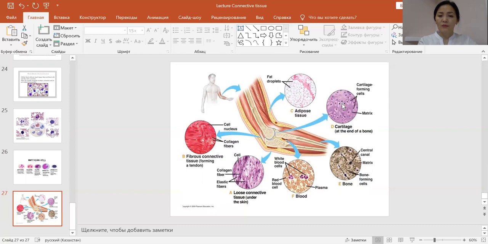And also another one, you can see bone. We described bone as one type of connective tissue, which also consists of matrix and cells. And the last one is blood, which circulates in the bloodstream. We can see different types of blood cells, for example white blood cells and red blood cells, and the spaces between the cells are filled by plasma.